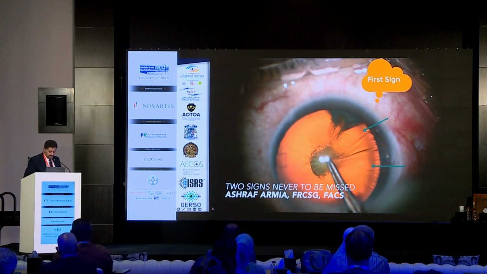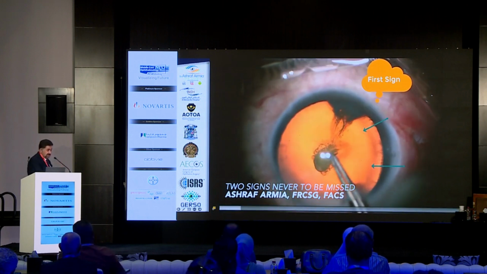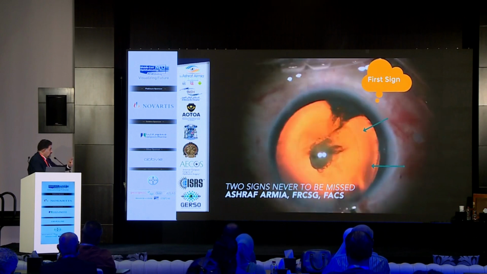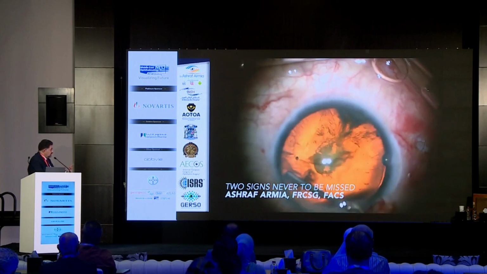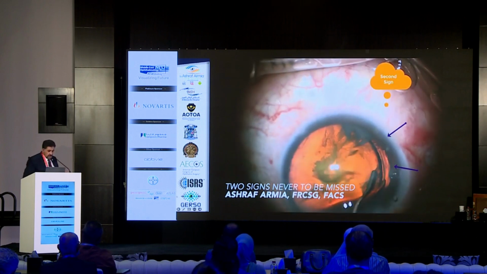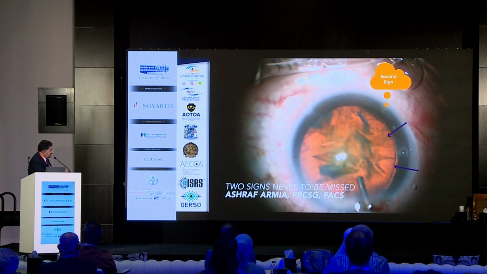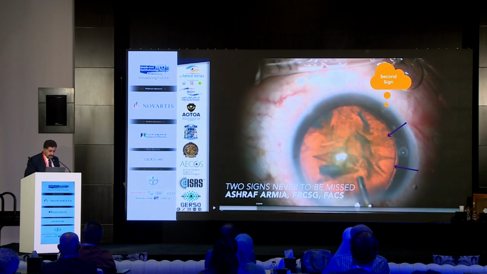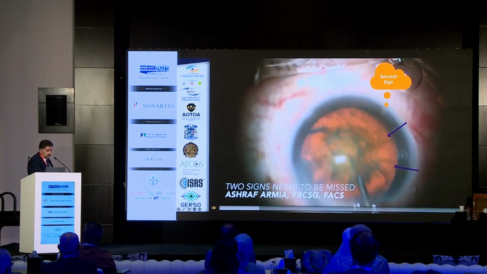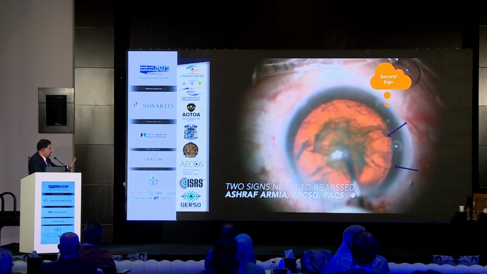Continue. So this is the first sign. Continuing the rhexis, very good, hydrodissection, and then during rotation, okay, this is what happened. During rotation, I found that there is a subluxation here and here. I'm going to continue. This is the second sign. During rotation, so this is a weak zonules.